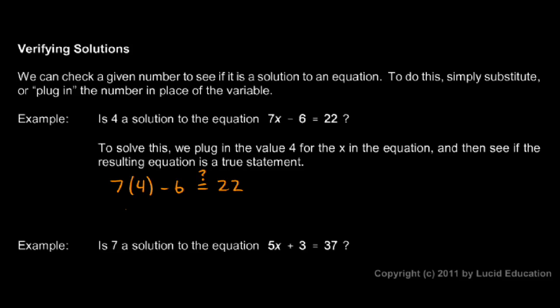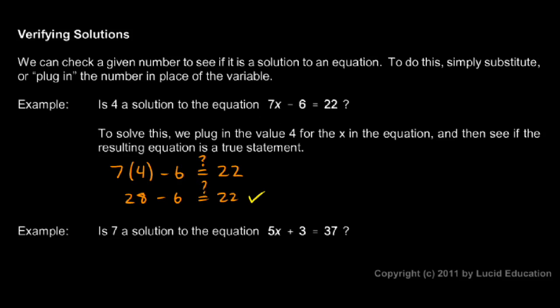7 times 4 is 28, so we have 28 minus 6. Is that equal to 22? And you can probably tell that it is. 28 minus 6 is 22. So this statement is true when the number 4 is plugged in there for x. So we've verified that 4 is a solution to that equation.